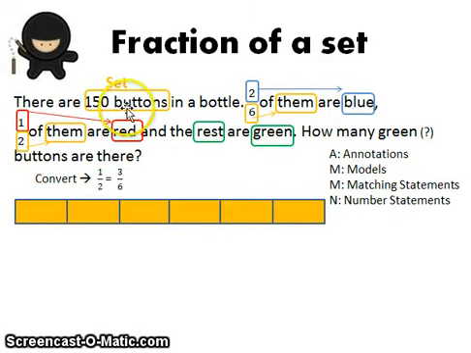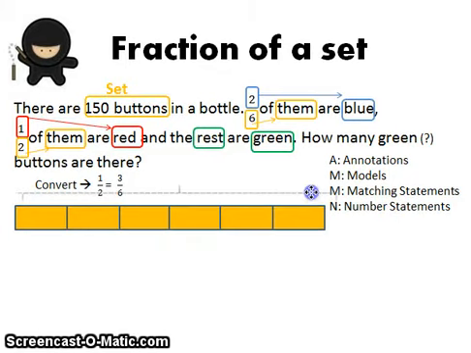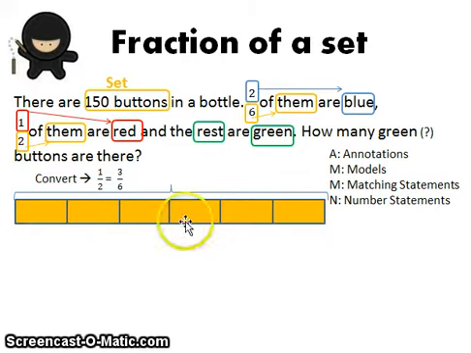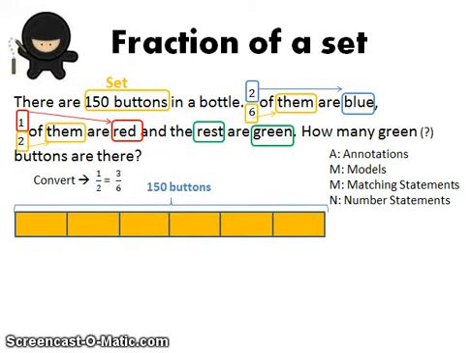There are 150 buttons in a bottle. Now we know the total amount, the 6 units, there are 150 buttons. So the entire stretch will be 150 buttons. Okay, then let's begin to fill in the rest of the information.